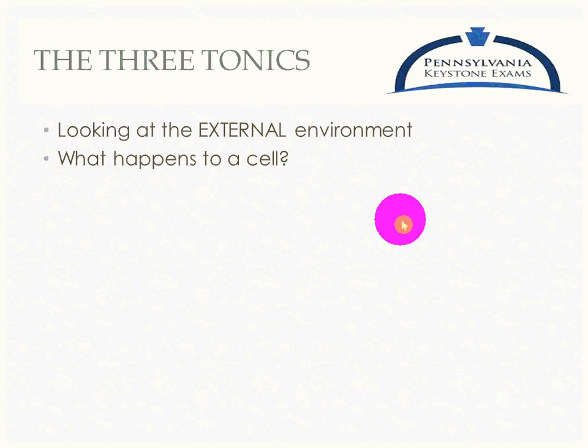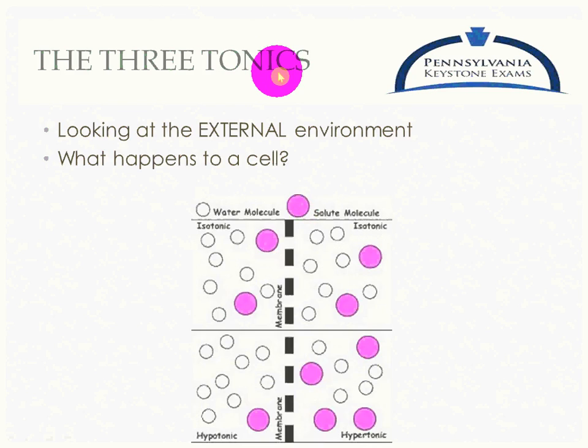What happens if a cell is placed into an environment, so the outside of the cell, that has lots of water? What happens if a cell is placed into an environment that has little water but lots of solute? What happens if a cell is placed into an environment that has the same amount of water, the same concentrations of solute as the inside of the cell? So we're going to refer to these as the three tonics because there's a hypotonic, a hypertonic, and an isotonic.